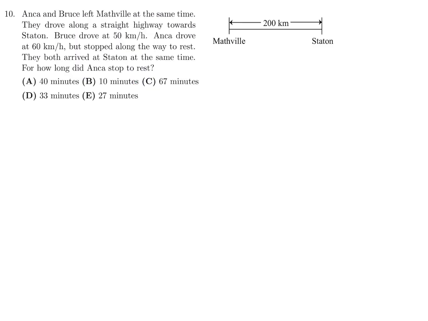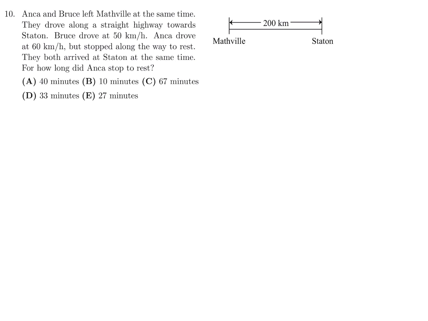Anka and Bruce left Mathville at the same time. They drove along a straight highway towards Staten. Bruce drove at 50 kilometers per hour. Anka drove at 60 kilometers per hour, but stopped along the way to rest. They both arrived at Staten at the same time. For how long did Anka stop to rest?